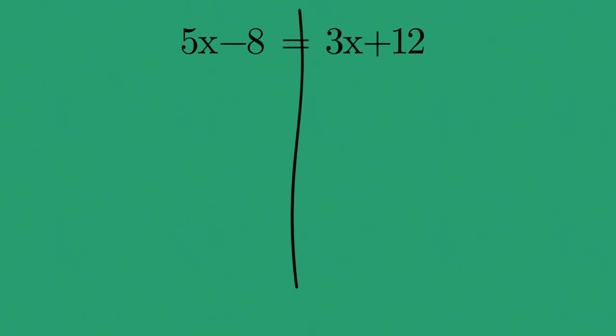On the left side, 5x minus 8. Can I combine those two things? Yes or no? No. On the right side, 3x plus 12. Can I combine? No. So there is no distribution. I cannot combine either side of this. This equation is as simple as it's going to get at this time.